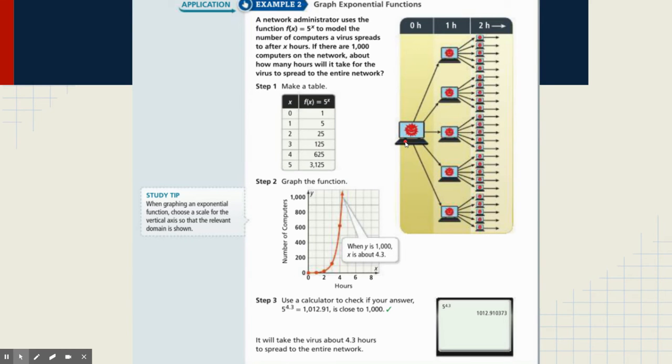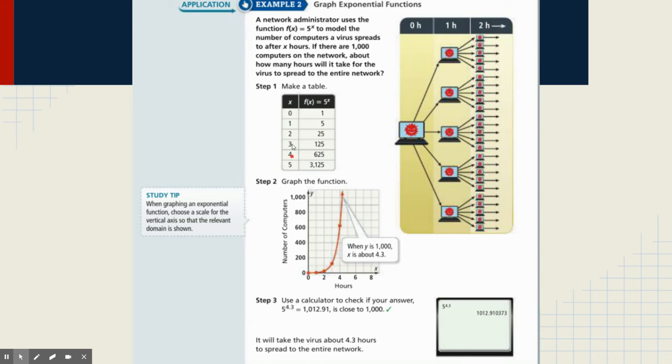Another problem that we want to take a look at comes from a graphing perspective. This is a word problem. A network admin uses the function f of x is equal to 5 to the x power to model the number of computers a virus spreads after x hours. Okay, so make a table. First thing, make a table here.